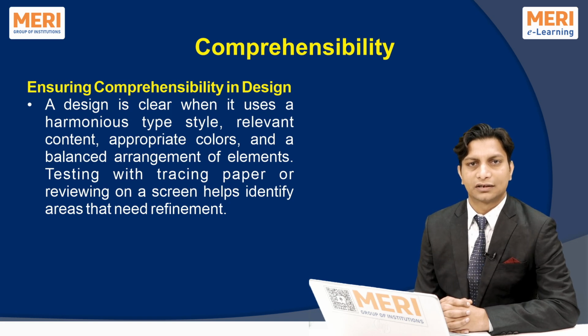One way to check comprehensibility is by placing tracing paper over the design and outlining the main elements. If all elements are clearly outlined, the design is likely effective. However, if some elements are hidden or unclear, a rearrangement may be necessary. Additionally, reviewing the design on a computer screen can help identify areas that need adjustment.